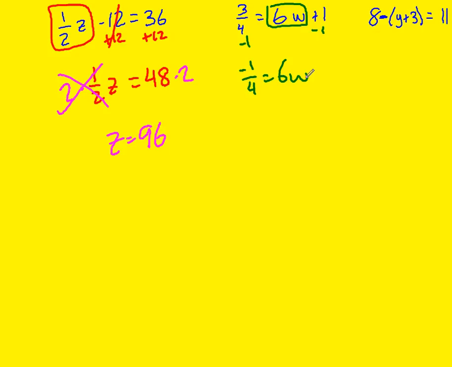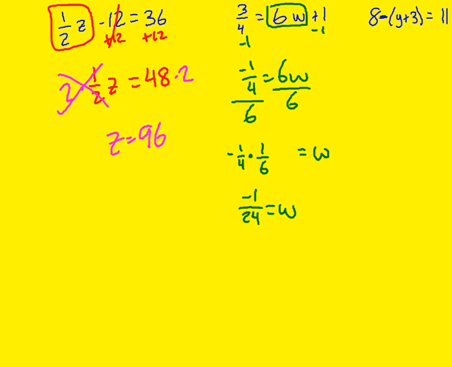And on this one, to get w by itself, I need to divide both sides by 6. Because I have fractions, I'm going to say, well, okay, first of all, w is going to equal, I have negative 1/4. Instead of saying divide by 6, I can flip and multiply. So times 1 over 6, and the way we multiply fractions, it's straight across. So negative 1 over 24 is my value for w.